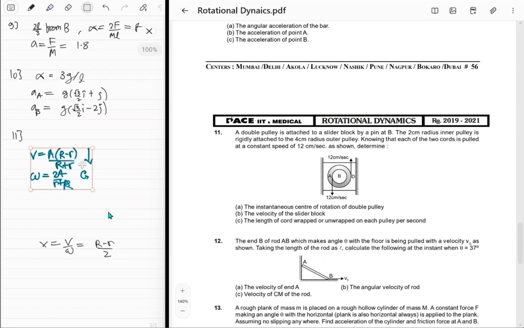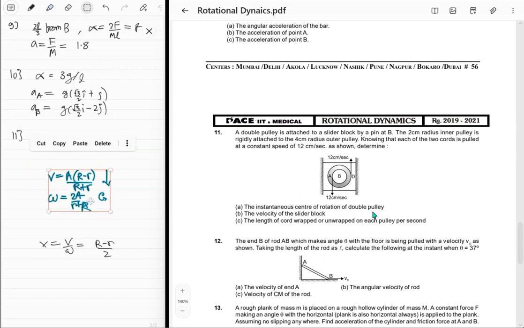Now we can do it. Per second. Wait, what? The length of cord wrapped or unwrapped on each pulley per second. Oh yeah, okay, that's what we were talking about. The rate of increase of the length of the cord, which would just be omega small r, omega capital R. Yes. So let's start answering.